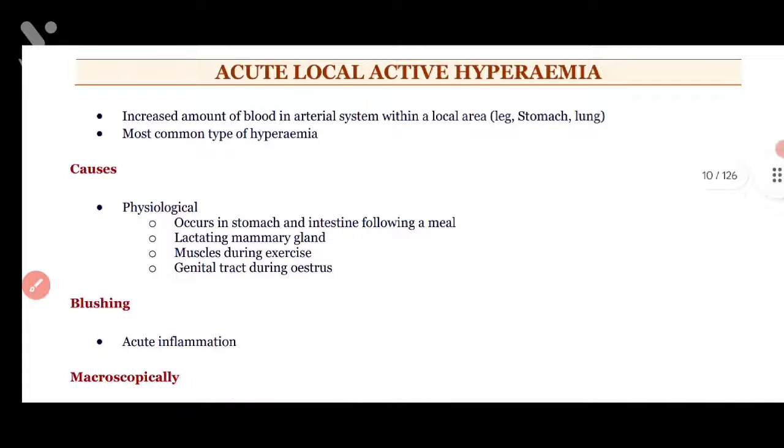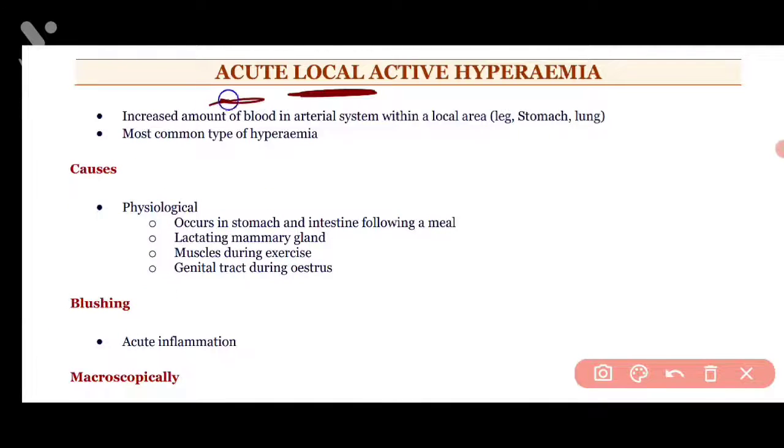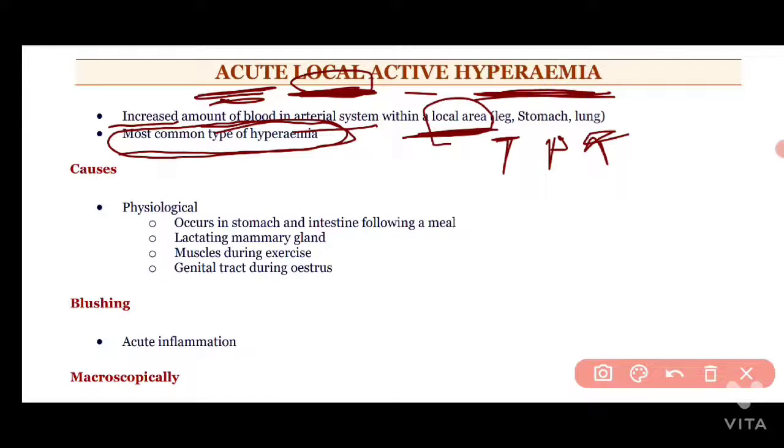Now let us come to the next one, that is local active hyperemia. Acute local active hyperemia. In this condition, there is an increased amount of blood in the arterial system within a local area. For example, it may be in the legs, or the hyperemia is restricted to the stomach or restricted to the lungs. In such a condition, we refer to it as local active hyperemia, and it is the most common type of hyperemia.